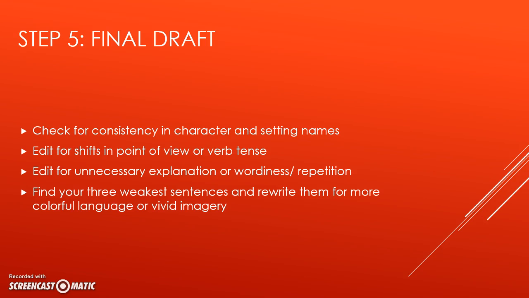Find your 3 weakest sentences when you're rewriting and just rewrite them for more colorful language and vivid imagery. This is always a good practice right before you get your final draft finished, is just to read back through your story and find your 3 weakest parts and just rewrite them. Add in a better word, use a thesaurus to add in a word you've never used before, make it more colorful, make it more vivid, work on that showing rather than telling. Make sure also that you double check the criteria sheet and that it meets the assignment criteria.